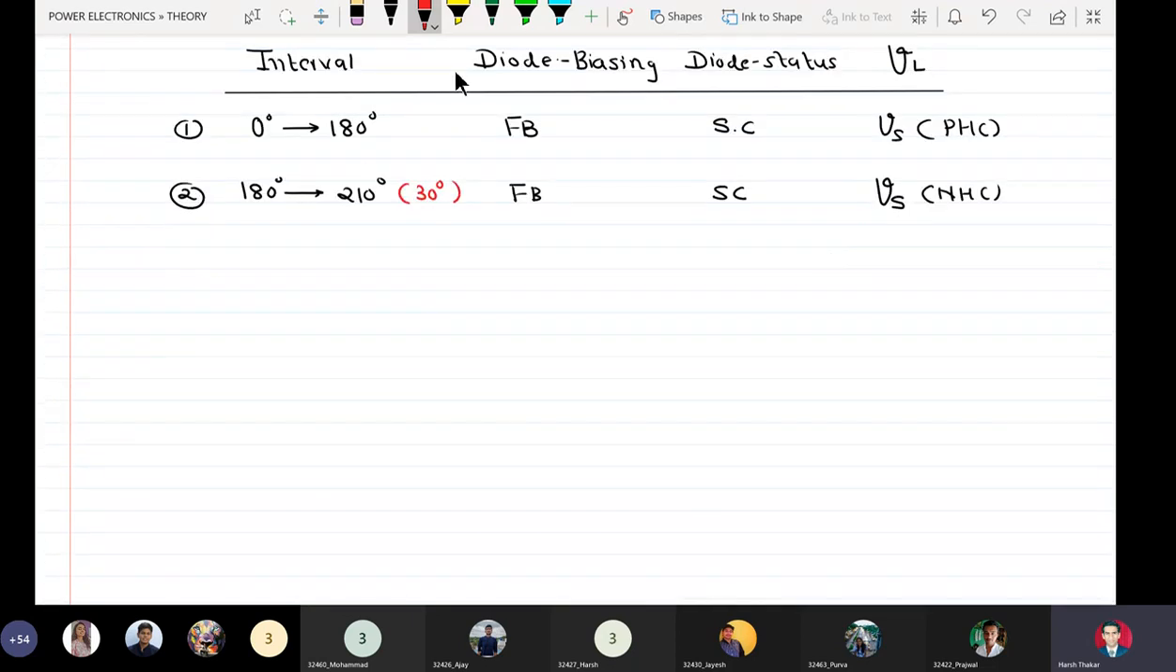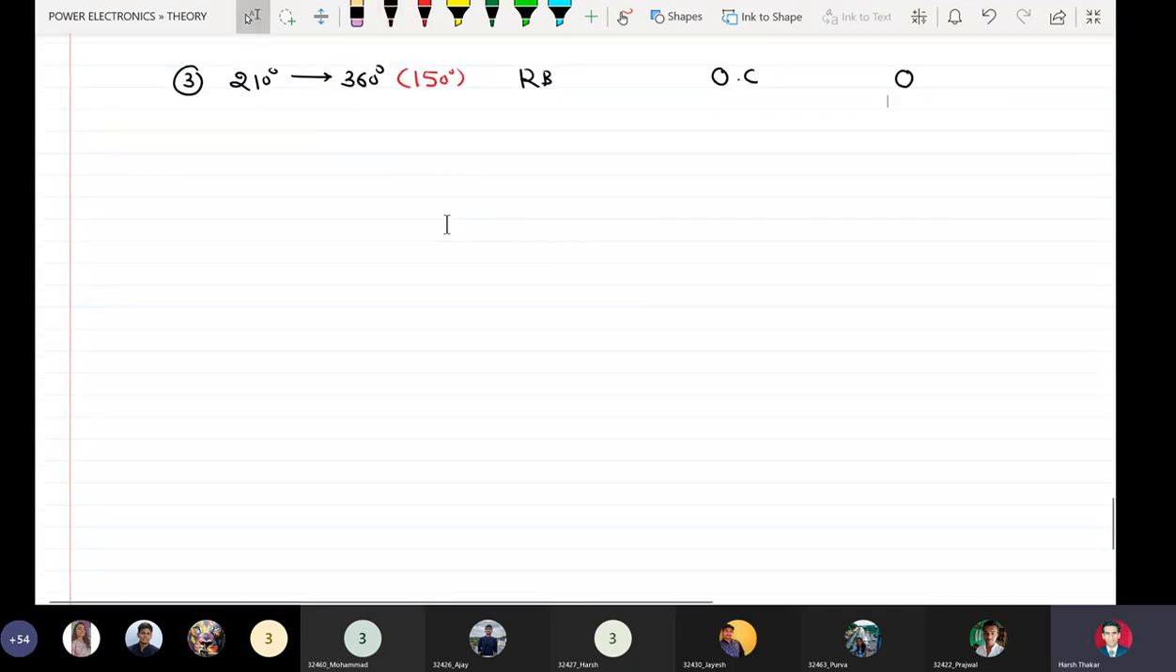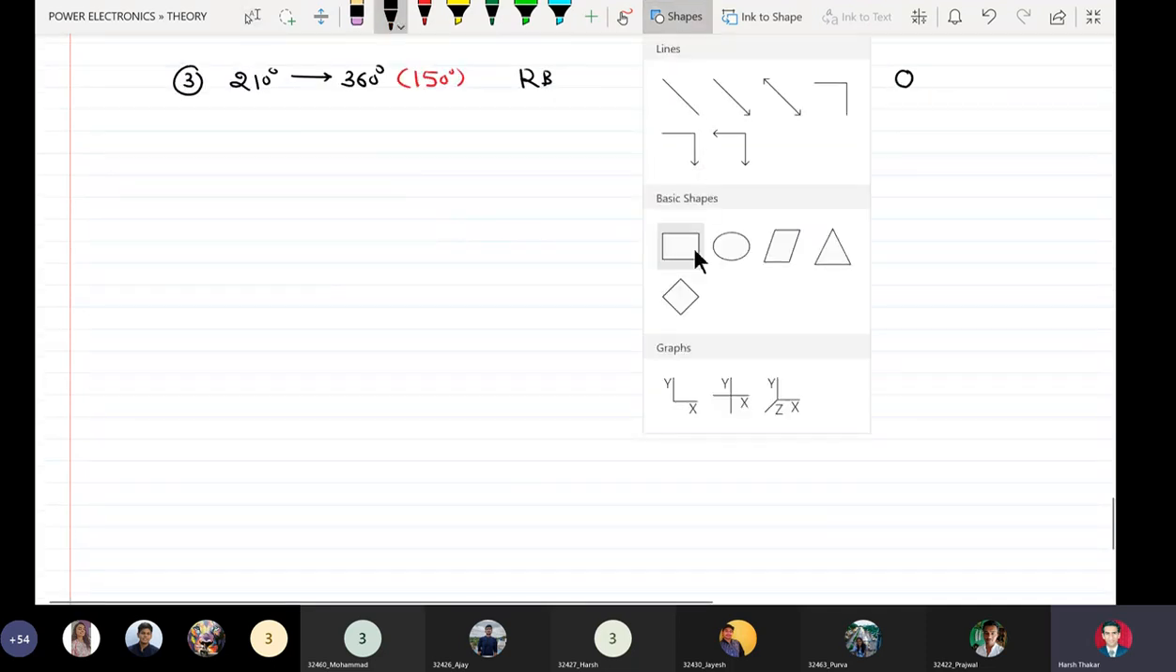Load voltage is negative. And then the third interval which comes is the remaining part of negative half cycle, that is from 210 degrees to 360 degrees, which happens to be 150 degrees. The status is diode is reverse bias, acts as open circuit, and the load voltage is 0. Okay, so now let us draw the waveforms.